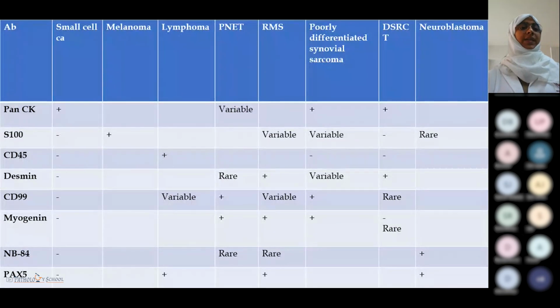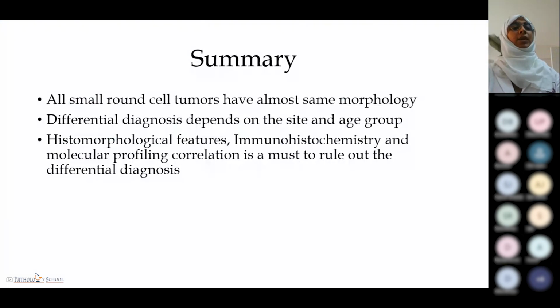Now this is a small table: pan-cytokeratin positivity for small cell carcinoma, S100 for the melanoma, CD45 for the lymphoma, Desmin positivity for rhabdomyosarcoma and desmoplastic small round cell tumor, NB84 for neuroblastoma characteristic, and PAX5 for lymphoma, rhabdomyosarcoma, and neuroblastomas. To summarize all this, all small round cell tumors have almost the same morphology.